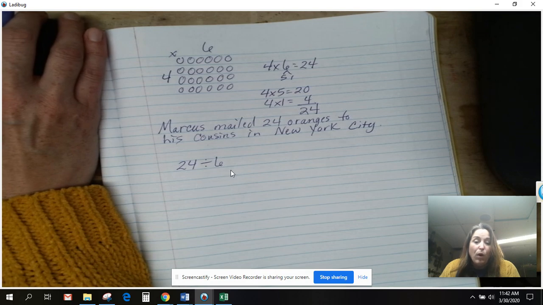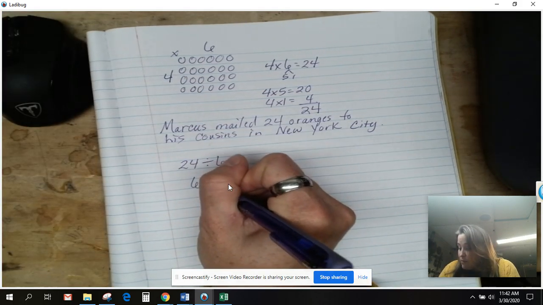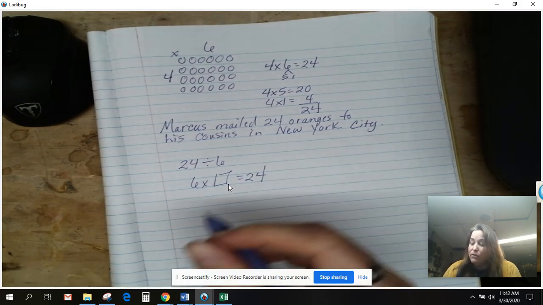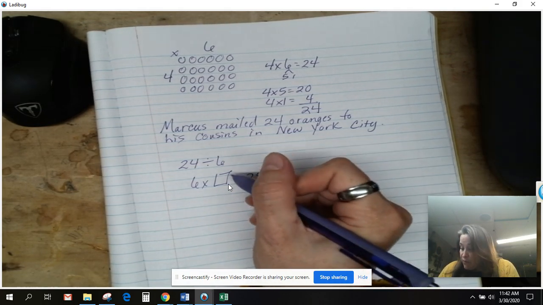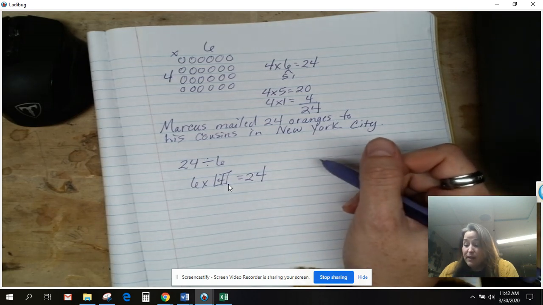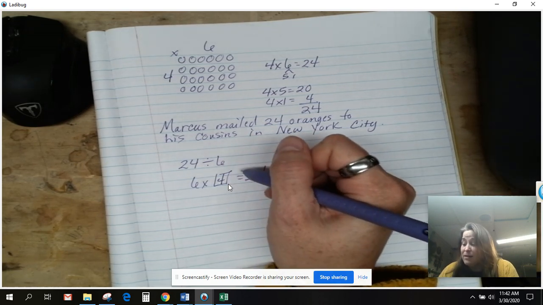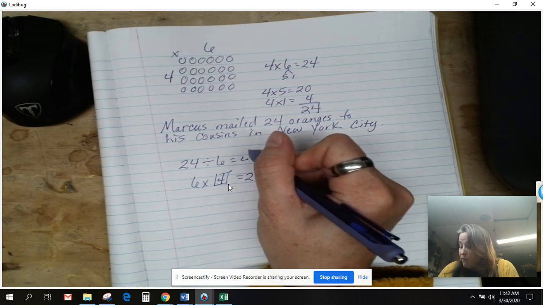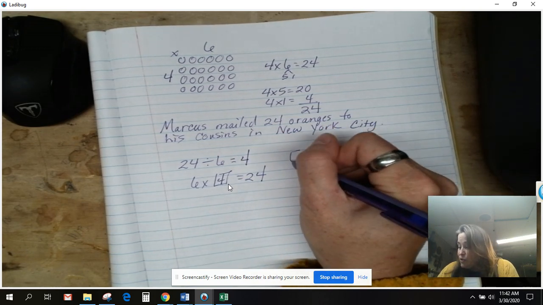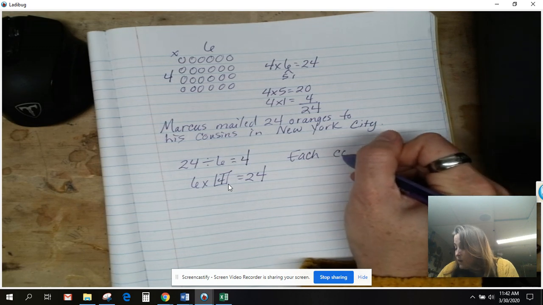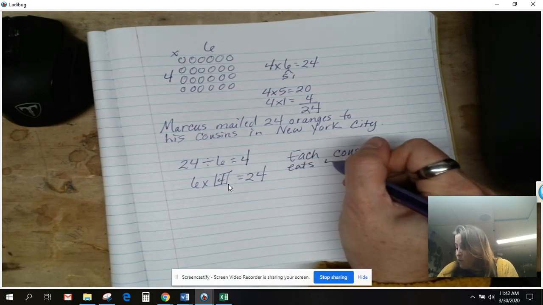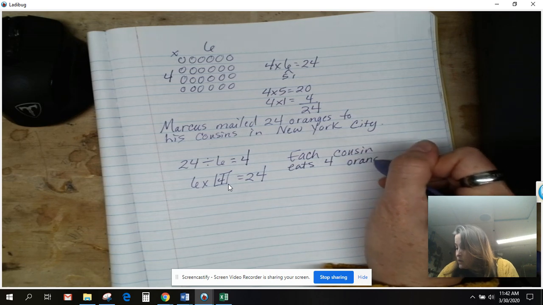So thinking about what 6 times what equals 24. So 6 times 4 we know equals 24. So then that tells us if 24 divided by 6, then 6 times 4 equals 24. Then 24 divided by 6 must be 4. And so each cousin eats 4 oranges.